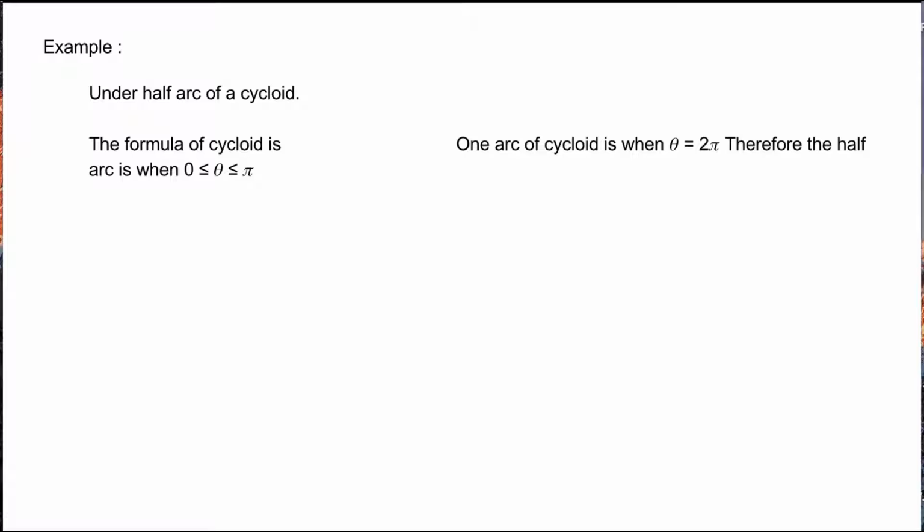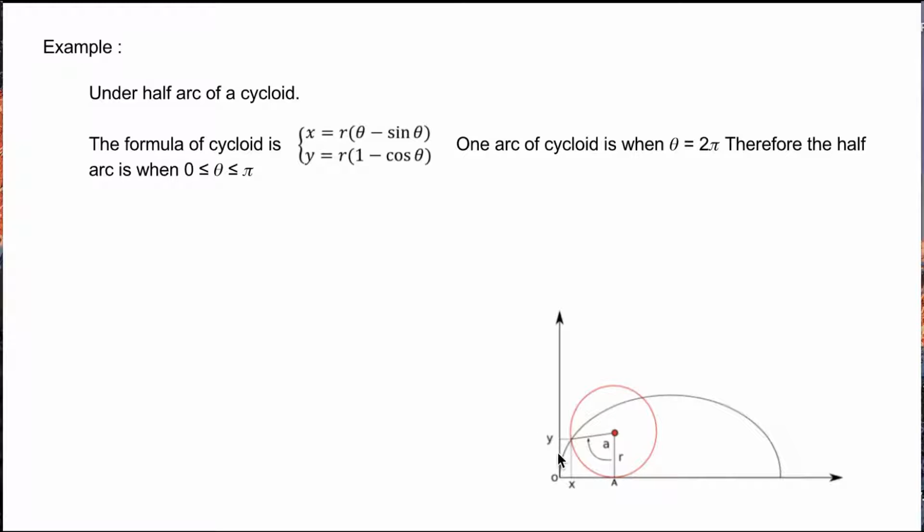Okay, so now let's take a look at another one. That's under half an arc of a cycloid. In this case, the formula of the cycloid is x equals r(theta minus sine theta), y equals r(1 minus cosine theta). We all know about that. One arc of the cycloid is when theta goes to 2 pi, so this graph is from 0 to 2 pi. But now we just want to figure out half of it, so that will become 0 to pi.